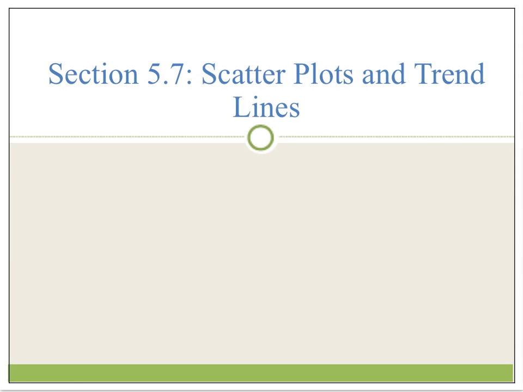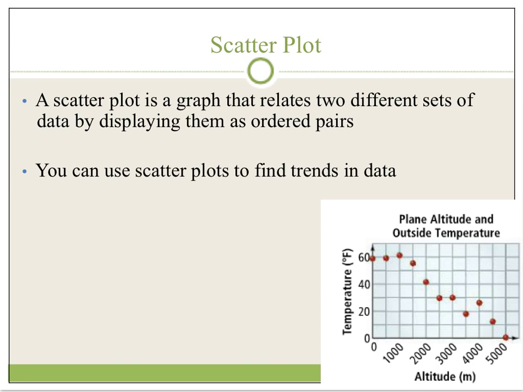Welcome to Algebra 1, Chapter 5, Section 7, Scatter plots and trend lines. A scatter plot is a graph that relates two different sets of data by displaying them as ordered pairs. We use scatter plots to find trends in data.